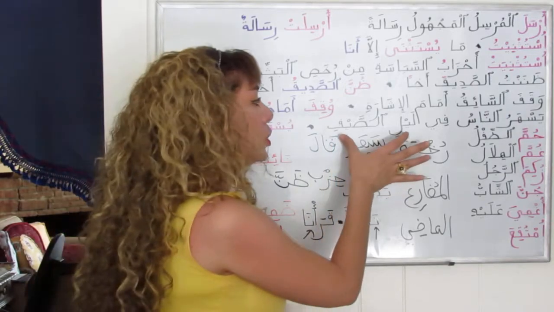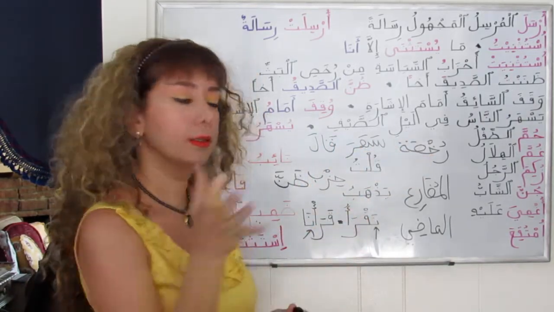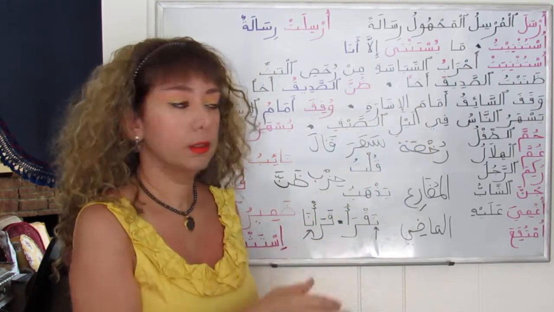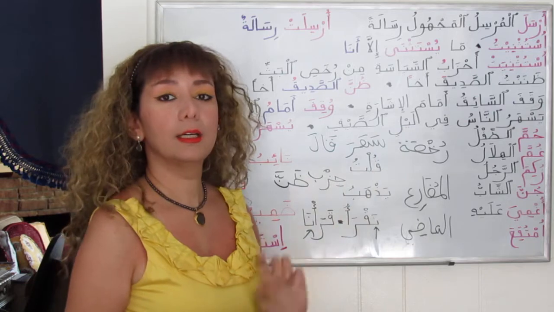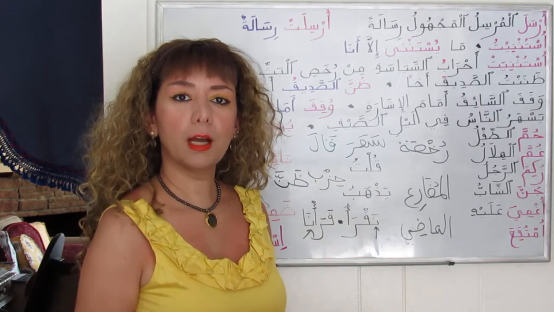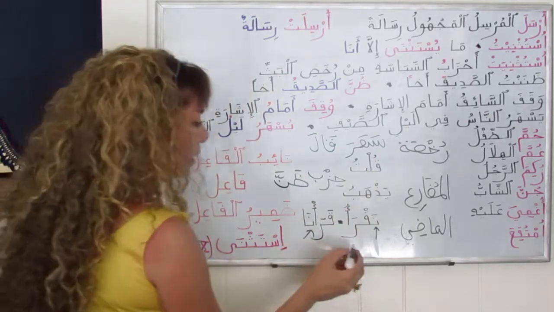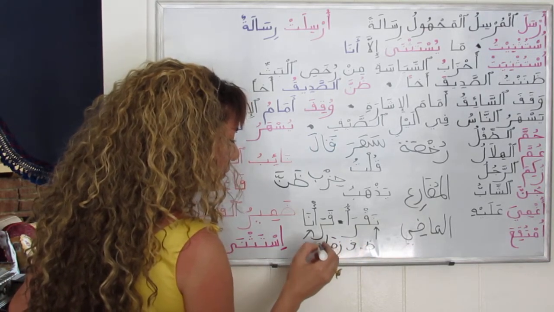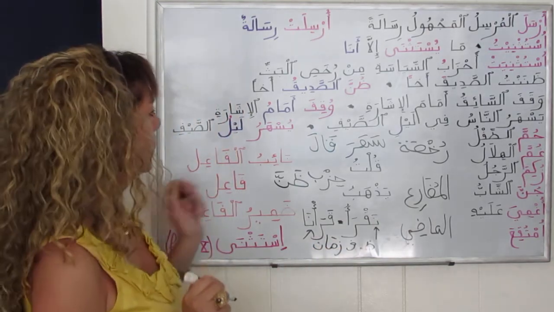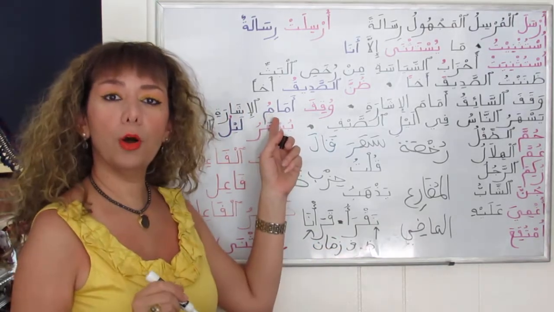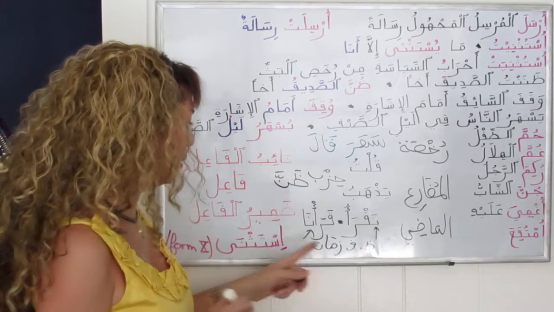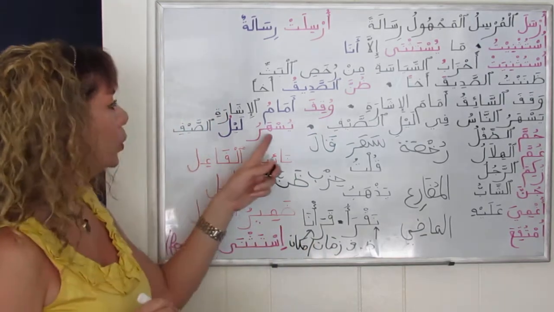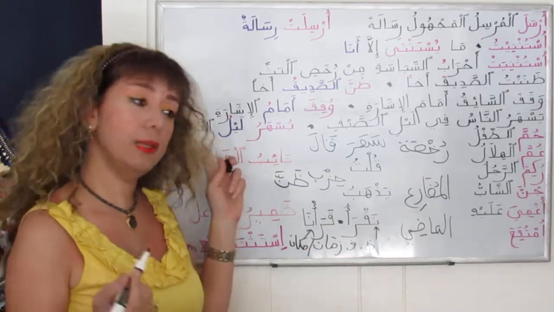So we will keep just the adverbial phrase. ليل الصيف. This is an adverb of time. ظرف زمان. Here, adverb of place. ظرف مكان. So يسهر ليل الصيف.